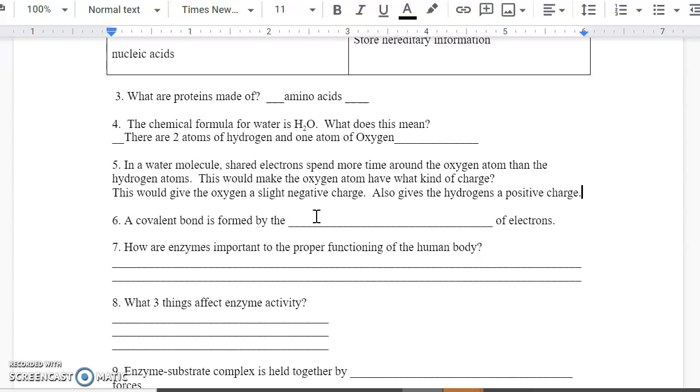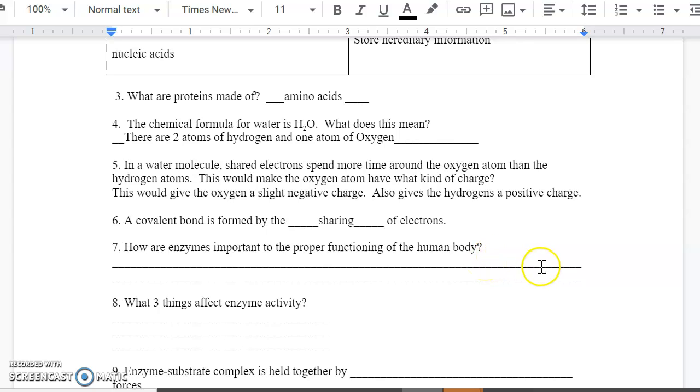We did that on the board a few times. So it gives the hydrogen a positive charge, and the oxygen has a negative charge. The covalent bond between those oxygens and those hydrogens is sharing of electrons. So a covalent bond is formed by the sharing of electrons. They share it unevenly, so they have a polar molecule.